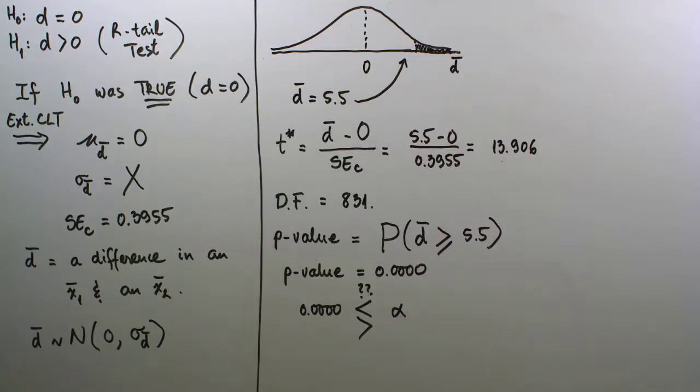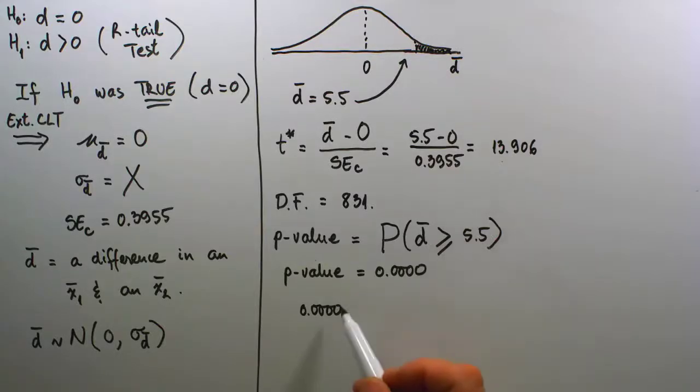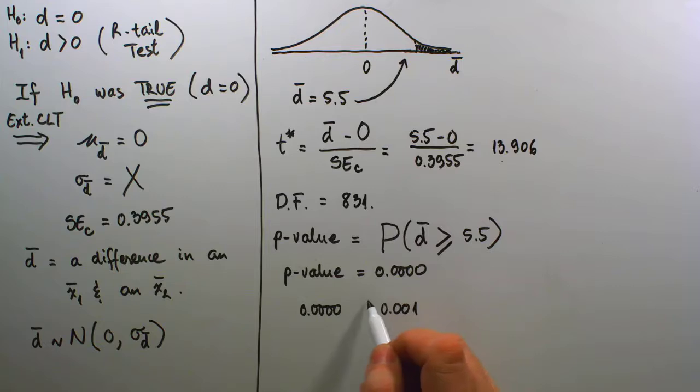And so now let's look back at the description of the example. In part A, we are given the significance level, because that's what it says right here: at significance level alpha equals 0.001. So this final p-value is to be compared with the significance level of 0.001. And a direct comparison shows clearly that our final p-value is well below the significance level.